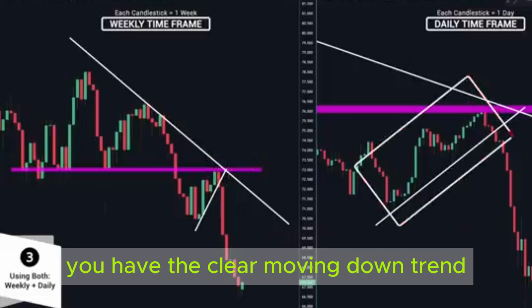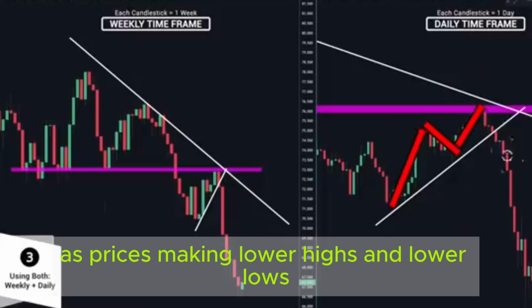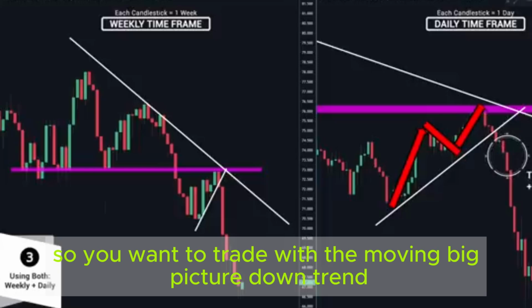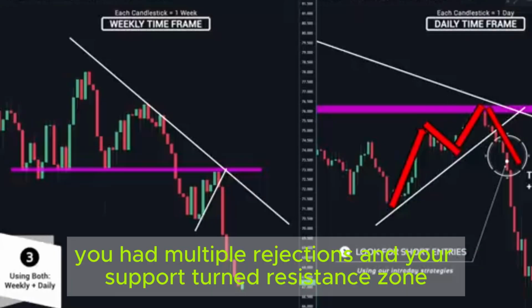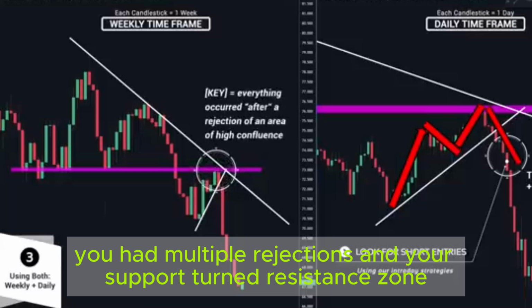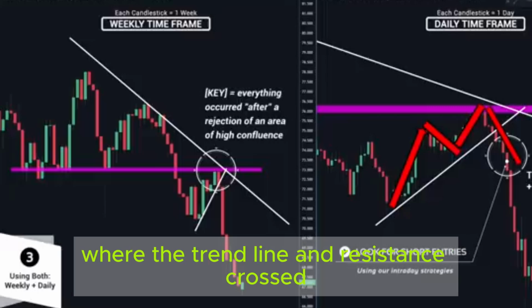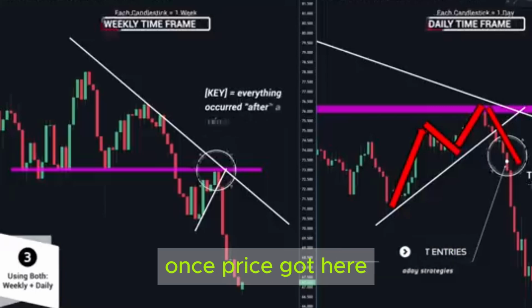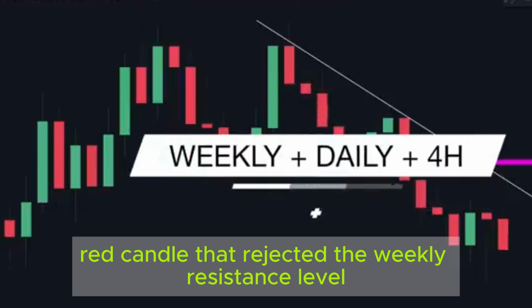Here in the weekly, you have the clear moving downtrend as price is making lower highs and lower lows. So you want to trade with the moving big picture downtrend. You then had your trend line established through these 2 points here. You had multiple rejections at your support turned resistance zone here. Here is your access point, an area of high confluence where the trend line and resistance crossed. Once price got here, you had 2 weekly candles that failed to break through, including a bearish red candle that rejected the weekly resistance level.